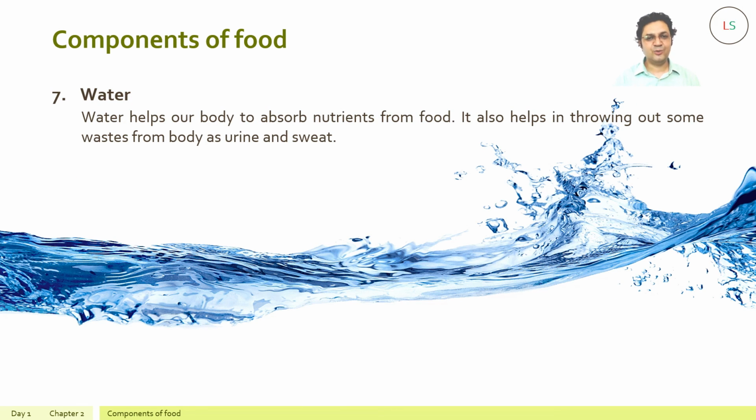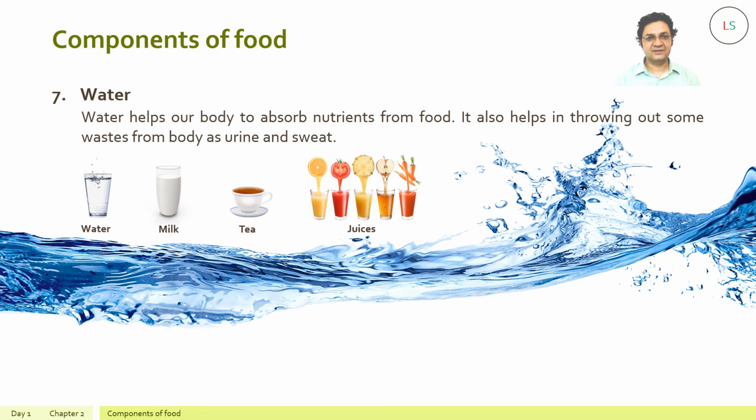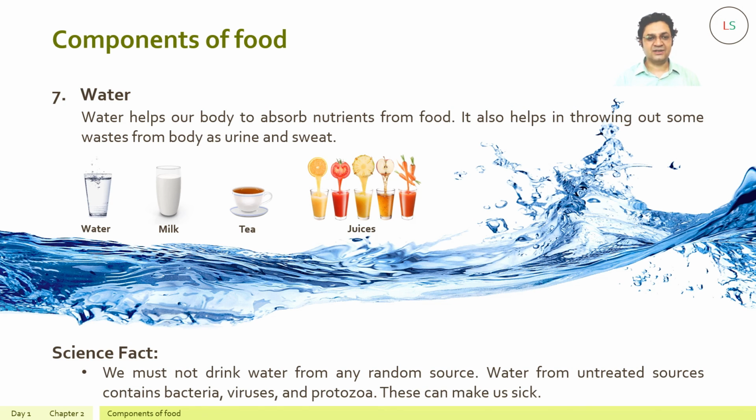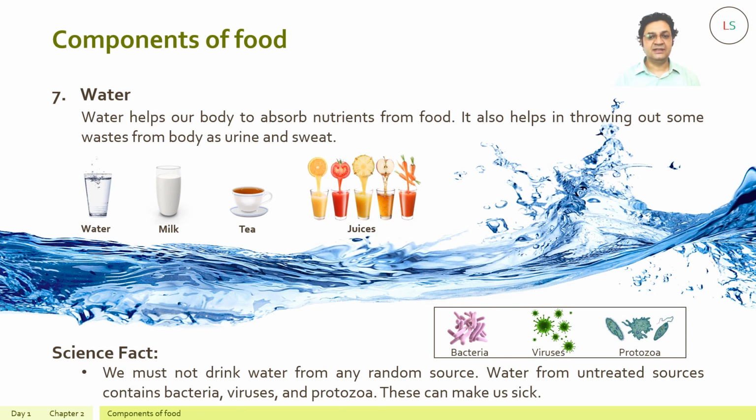Coming over to the last component of food, which is water. Water helps our body to absorb nutrients from food. It also helps in throwing out some wastes from the body as urine and sweat. Now water can be obtained from various sources. We can have water directly, we can have it from milk, tea and various other juices. Now a science fact related to water. We must not drink water from any random source. Water from untreated sources may contain bacteria, viruses and protozoa. These all can make us sick.